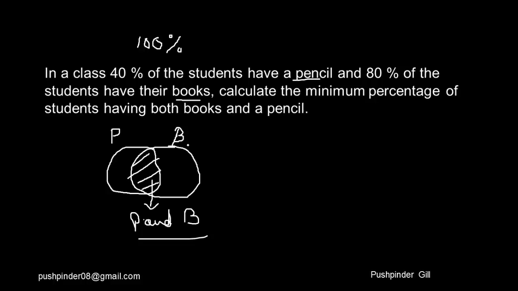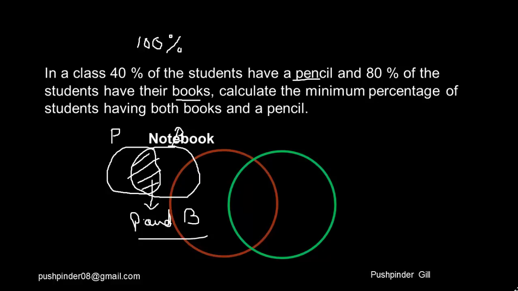Whenever two things are mixing together and there is a possibility that both events might happen, then it is a set theory question. Let's move ahead and understand what a Venn diagram is. This is people having their notebooks and this is people having their pencils. There are three areas into which it is divided.